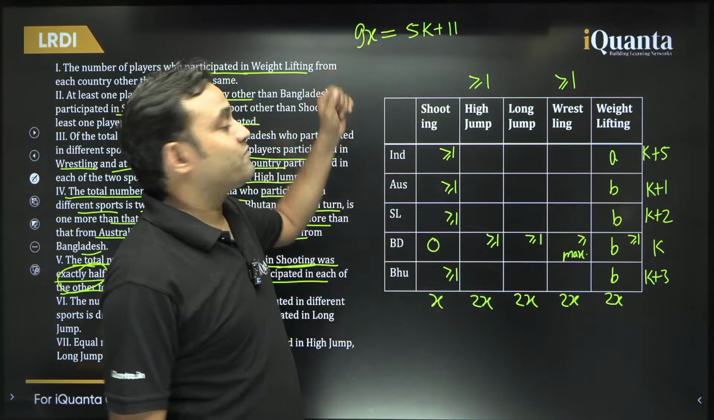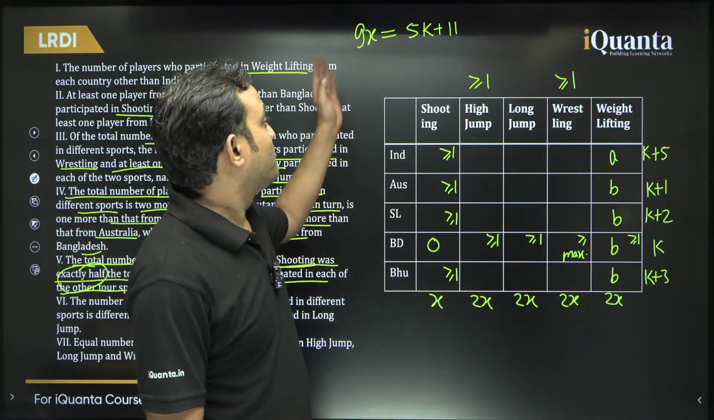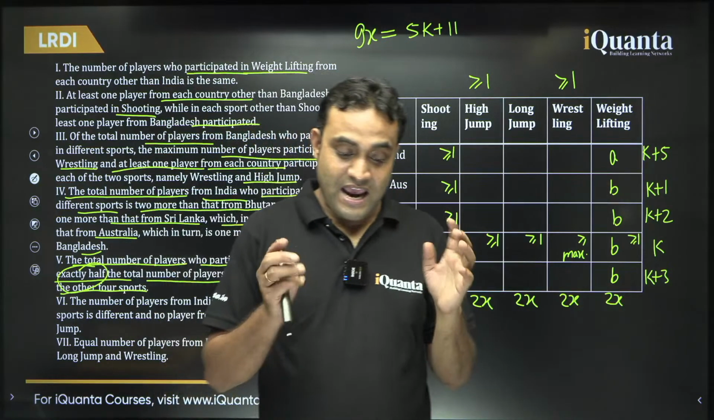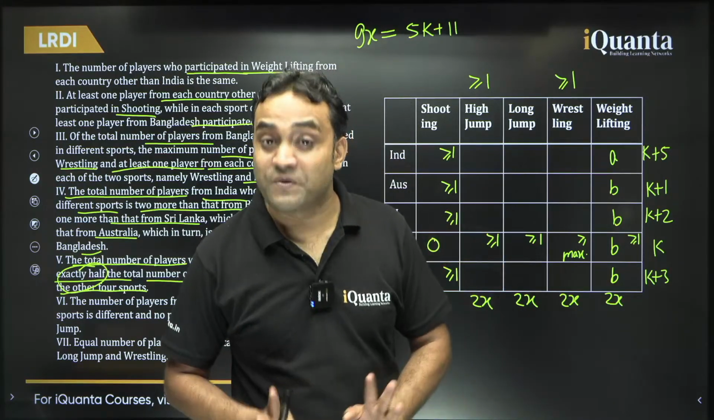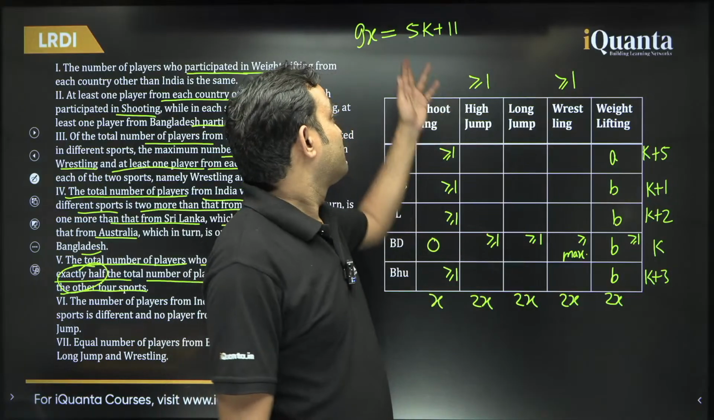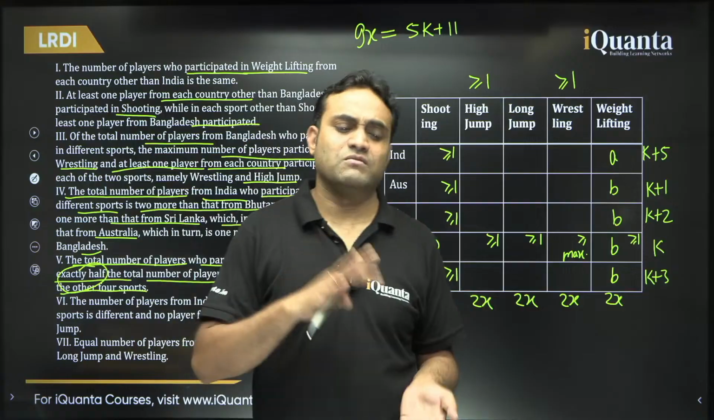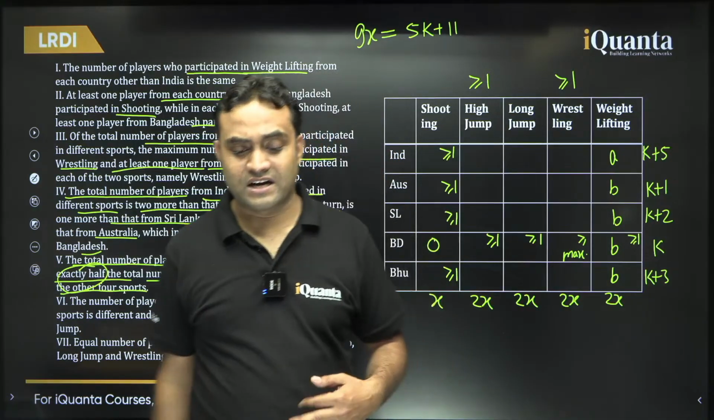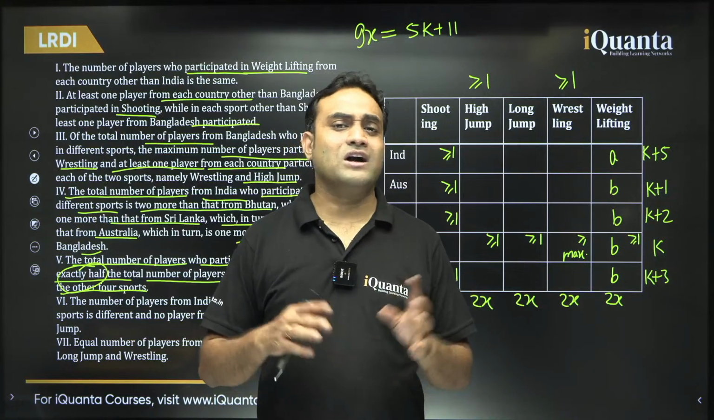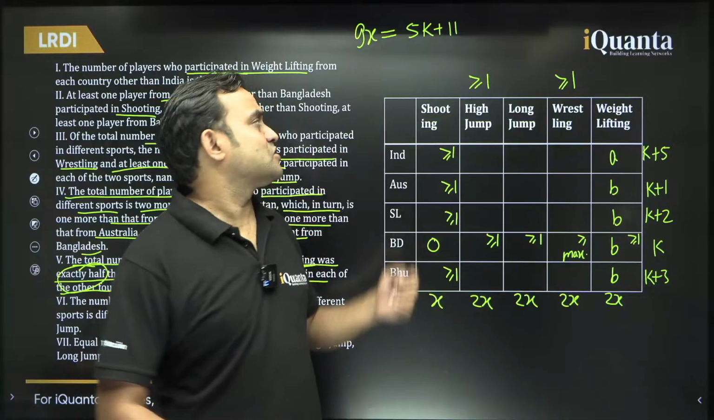So 9x is a multiple of 9, which must be of the form 5k plus 11. Can you tell me any value less than 50 which is a multiple of 9 and is also 5k plus 11? Means it gives us a remainder of 1 when divided by 5. The remainder cannot be 11 when divided by 5. Can you tell me any number? There are not many numbers that we need to consider, right? Take the multiples of 9.